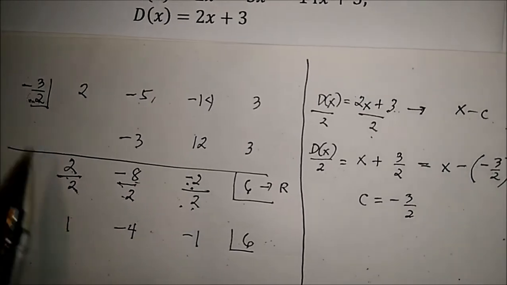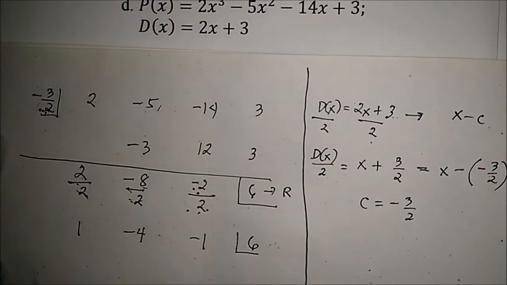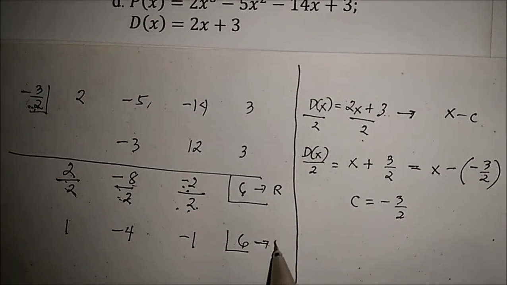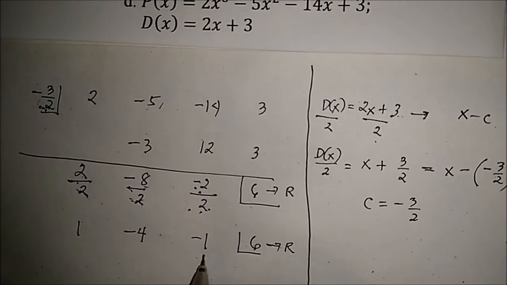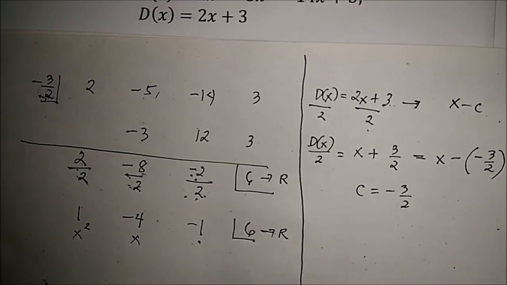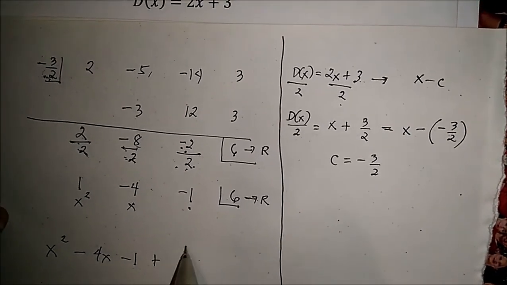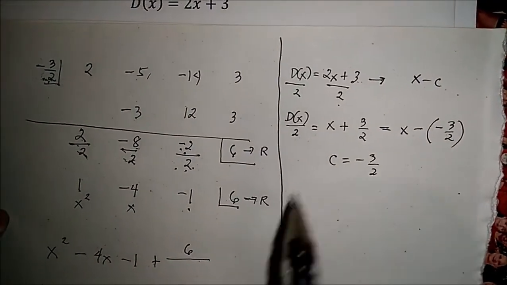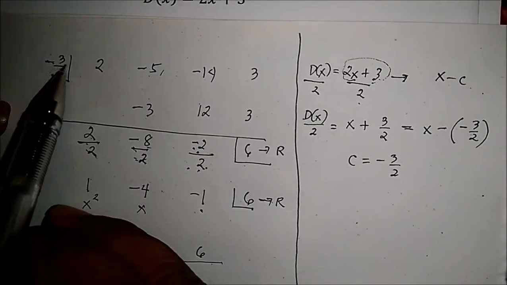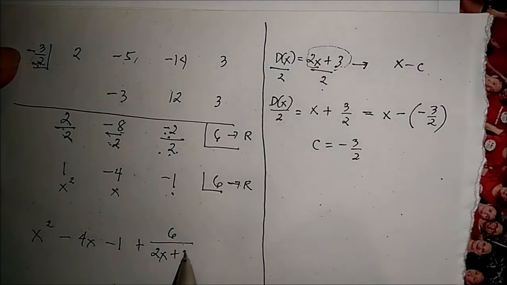Pag 3 ang dinivide, 3 din ang i-divide. Pag 4 ang dinivide, 4 din ang i-divide sa quotient. Nakuha niyo? So, the remainder, hindi na dinidivide. The remainder remains the same. This is the constant term. Therefore, the quotient is x squared minus 4x minus 1 plus the remainder, 6 over the divisor. The original divisor is 2x plus 3. No? So, if it's negative 3 over 2, that means the divisor is 2x plus 3.